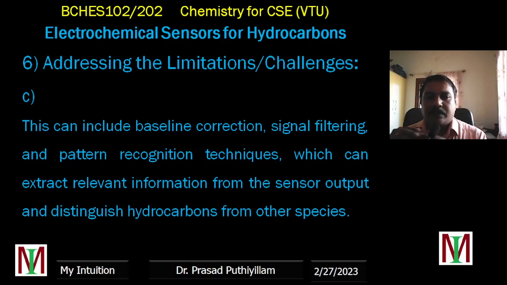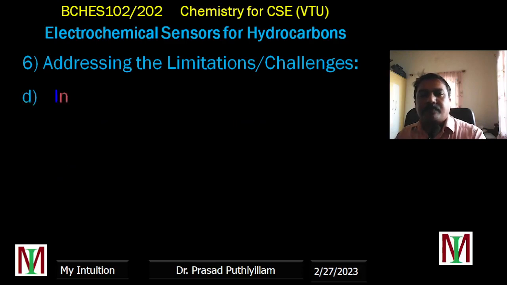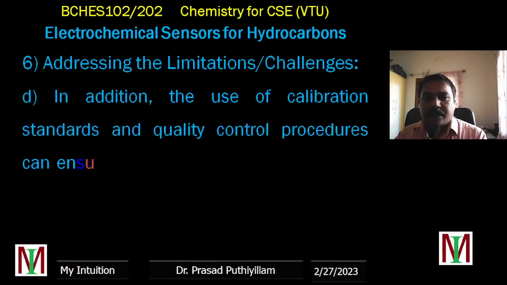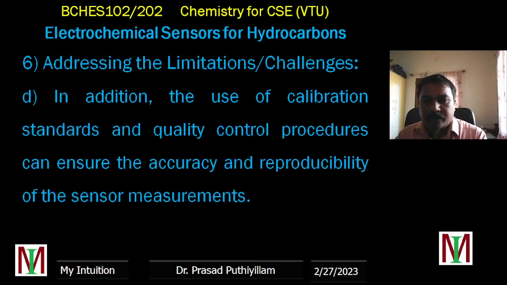Pattern recognition technique: by seeing the reading pattern, recognizing the pattern which is given by the impurities, and avoiding those, we will again get better relevant information. So our output, the result, will be better if you use all these different techniques, which we can now possibly implement. In addition, the use of calibration standards and quality control procedures can ensure the accuracy and reproducibility of the sensor measurement. So we have to have a particular standard sample, an accurate result-giving sample, whose reading we have to consider.